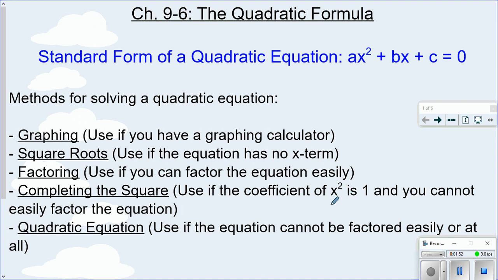And then what we're going to go over today is called the quadratic formula. You want to use this if the equation cannot be factored easily or at all. So all quadratic equations can be solved using the quadratic formula. Not all of them can be solved using these other methods. So the quadratic formula always works.